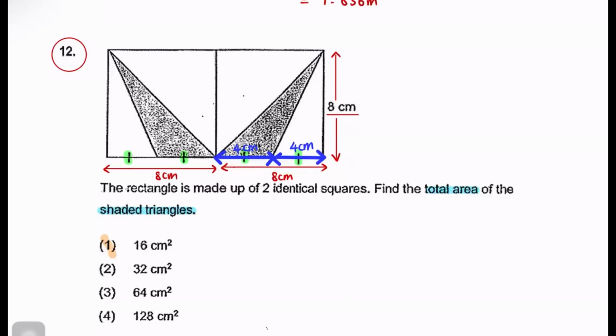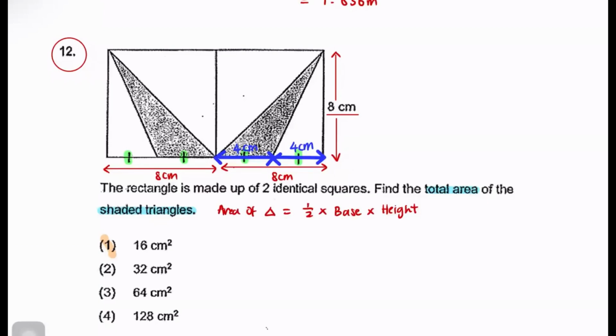Area of triangle. Can you guys tell me the formula? Very good. Area of triangle is half times base times height. In these triangles, right? Okay, let's just look at one of them first. Actually, they are the same. So I look at one first. What's the base? How much is the base? How much is the height?